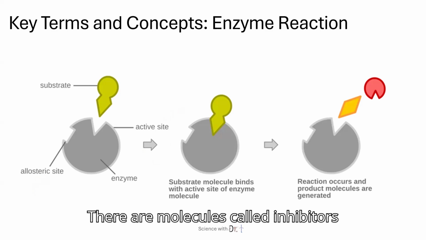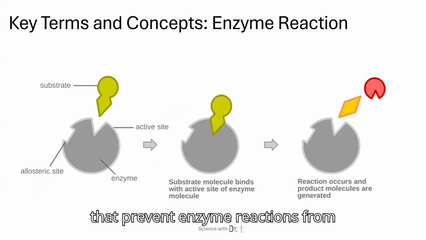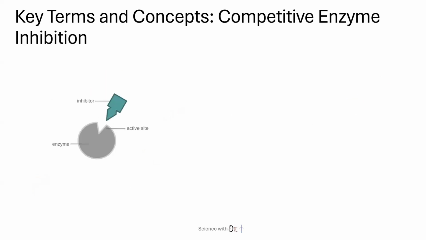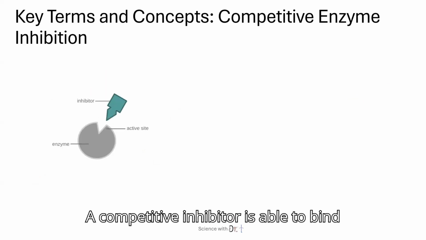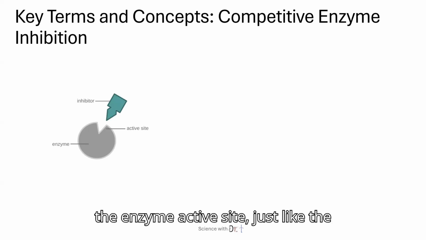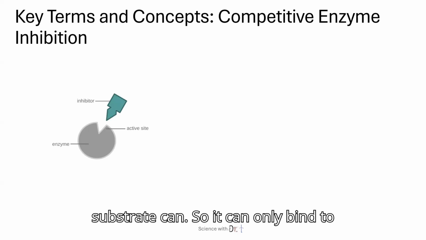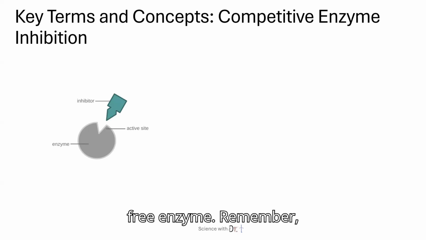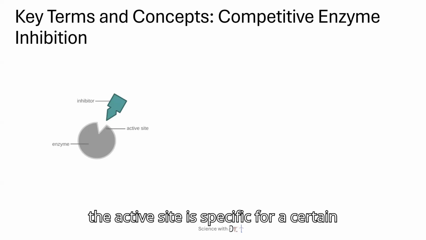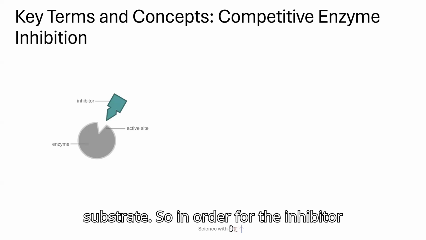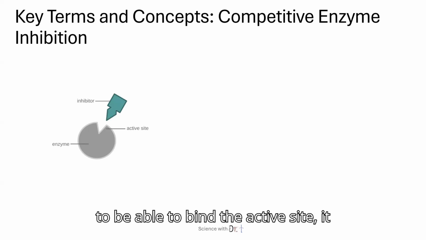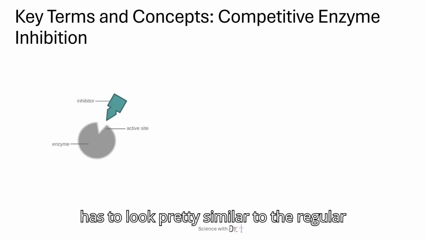There are molecules called inhibitors that prevent enzyme reactions from occurring. A competitive inhibitor is able to bind the enzyme active site just like the substrate can, so it can only bind to free enzyme. Remember, the active site is specific for a certain substrate. So in order for the inhibitor to be able to bind the active site, it has to look pretty similar to the regular substrate.